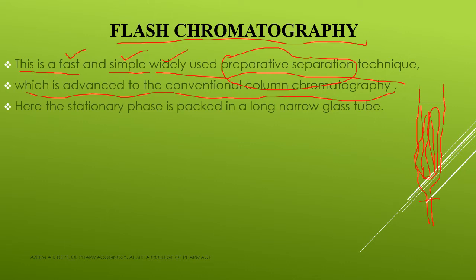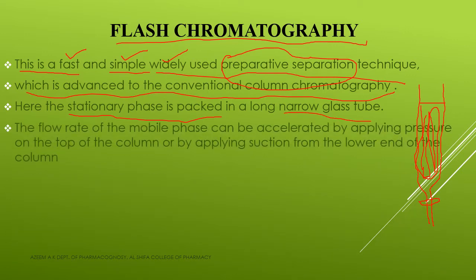Then this is the column present in flash chromatography. So here the stationary phase, that is silica gel or some other adsorbent, should be packed in a long narrow glass tube like this. Okay, now the sample should be placed on the top just as usual. Means in column chromatography we already studied that the sample should be placed on the top of the column like this. The same thing applies here also.